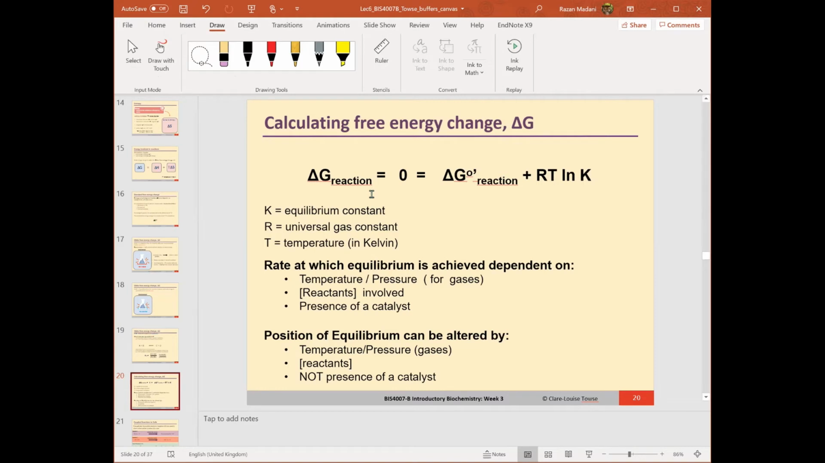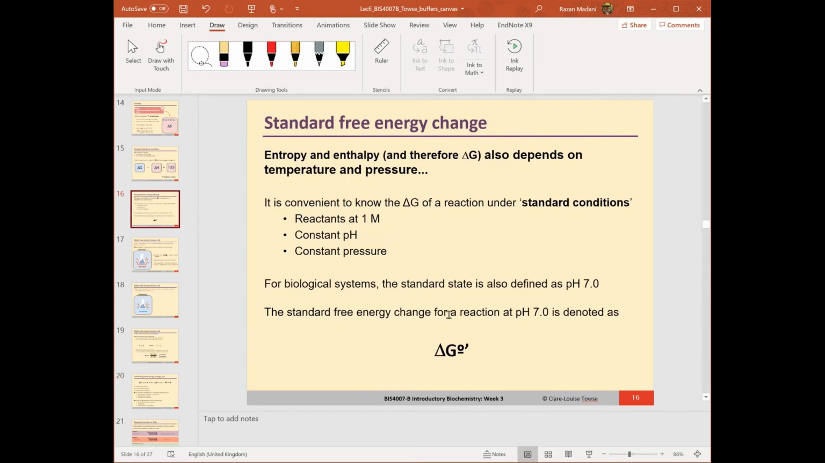So here it is saying delta G reaction equals delta G 0 reaction plus RT ln K. Do you remember what delta G 0 means? Wasn't that for the standard conditions, like pH equals 7? Yeah, it was about standard conditions. The standard free energy change for a reaction is denoted as delta G 0. Yeah.